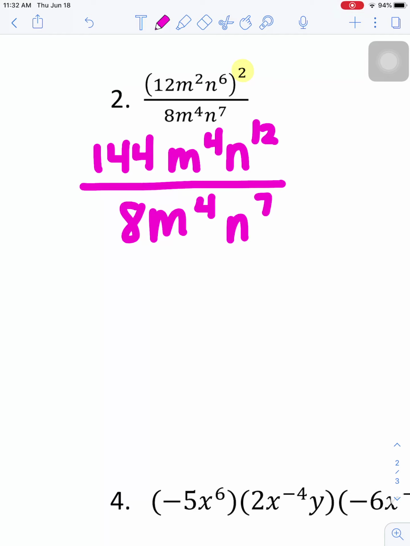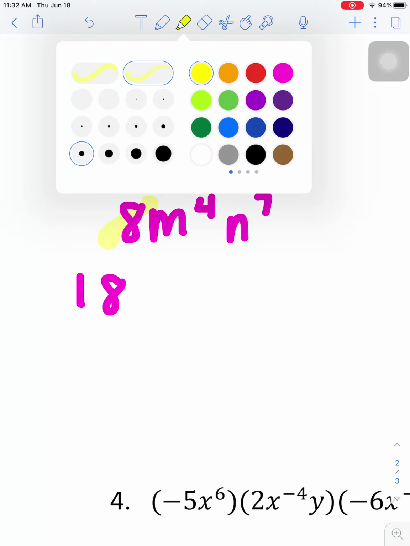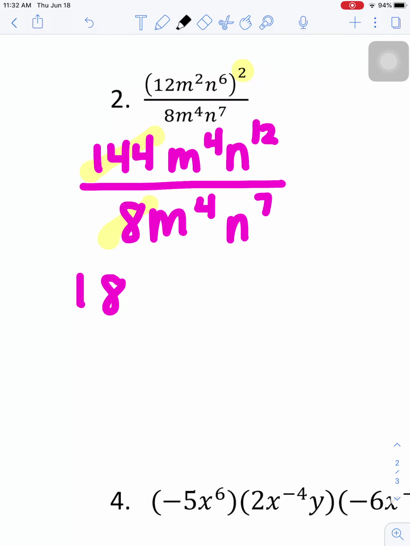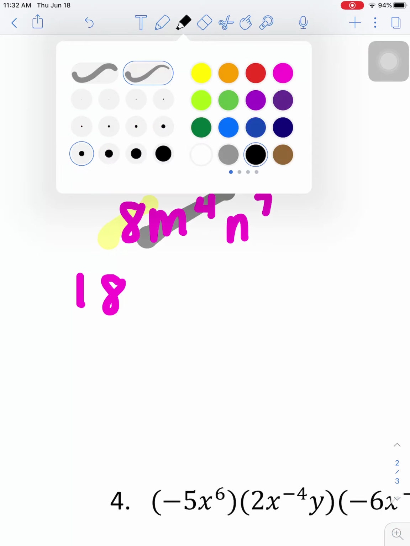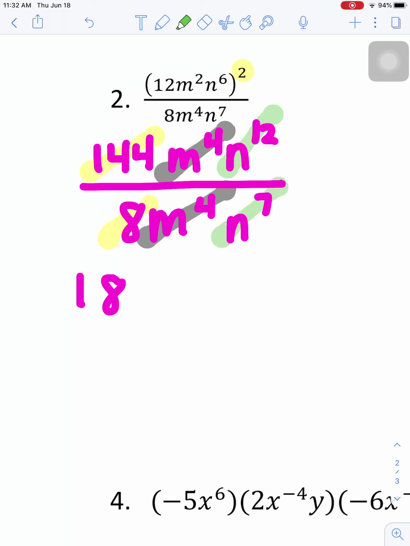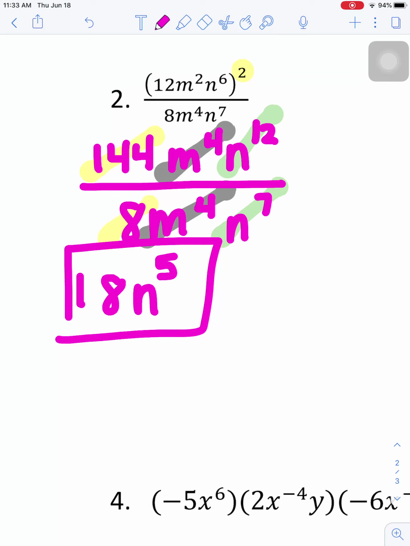Now, since you have those constants out front, you want to go ahead and divide them out. So if you take 144 and divide it by 8, that's going to give you 18. Notice your m to the fourth and your m to the fourth, those are going to actually divide out. Then you have your n's. You have n to the 12th divided by n to the 7th. It is top heavy, so that means you won't have a denominator in this case. And 12 minus 7 gives you 5, so you end up with just 18 n to the 5th power.